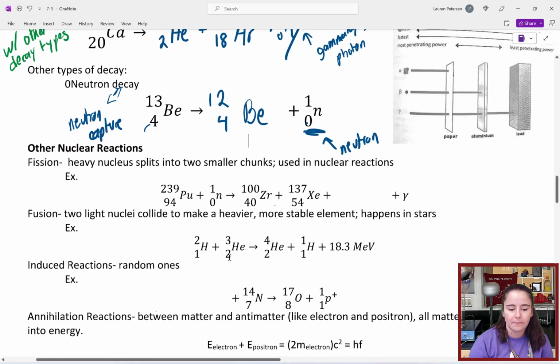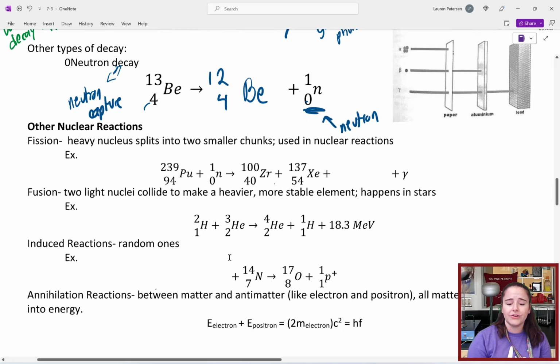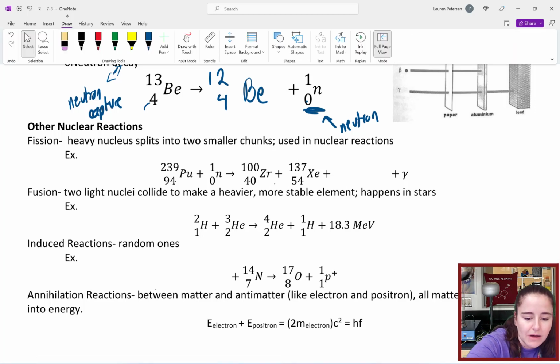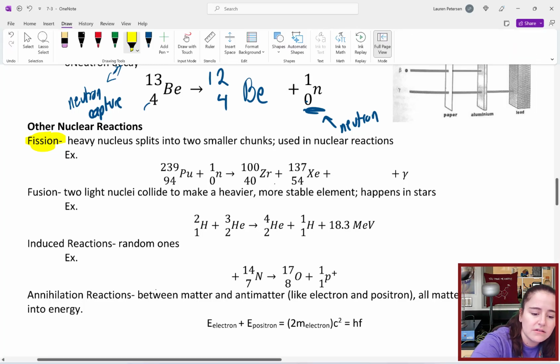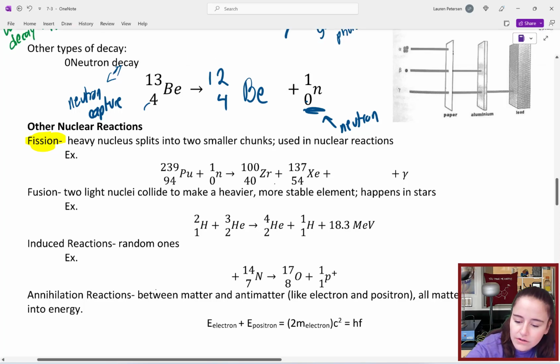Okay, cool. So some other nuclear reactions that we can do. This is fission, when a heavy nucleus splits into 2 smaller chunks, typically releasing energy. This is what we use in nuclear reactors.